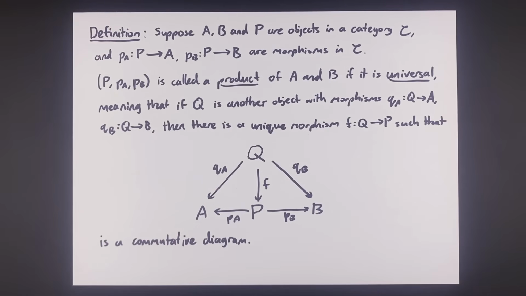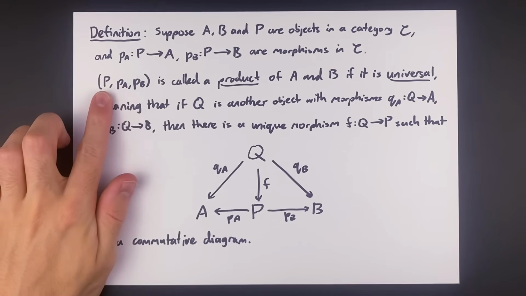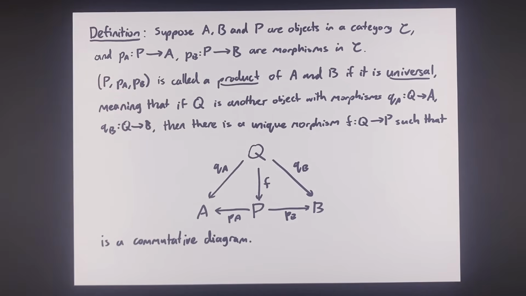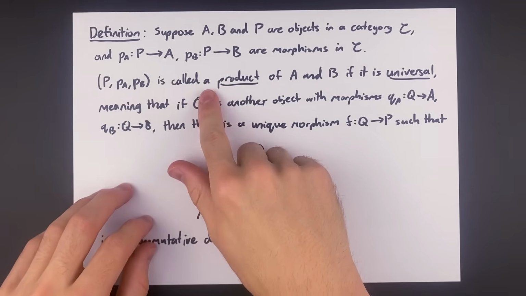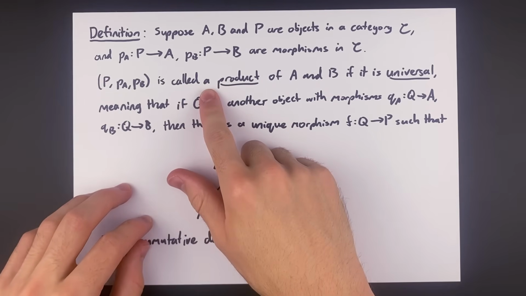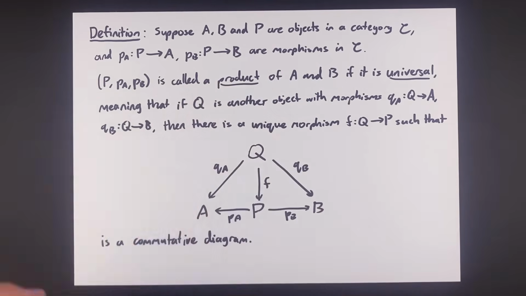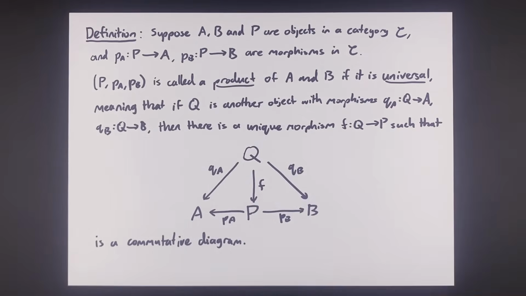This is almost the same setup that we had before, I've just rephrased it slightly. An important change that I've made is to include the projection maps PA and PB into the definition, so that we don't have to specify them in advance. Now, notice that I said a product and not the product. This is because we haven't proven that the product is unique. And actually, it's not unique.